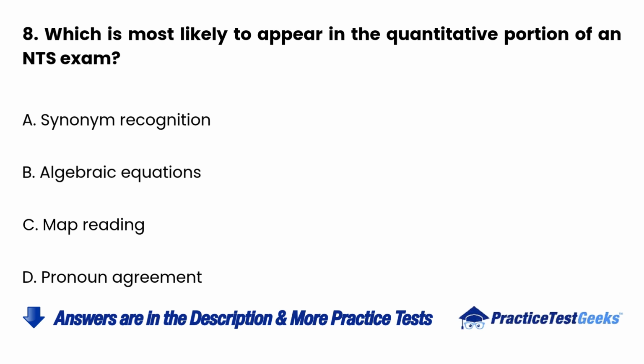8. Which is most likely to appear in the quantitative portion of an NTS exam? A. Synonym recognition. B. Algebraic equations. C. Map reading. D. Pronoun agreement.